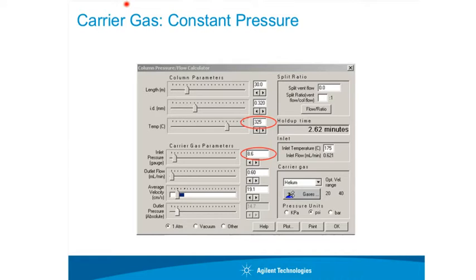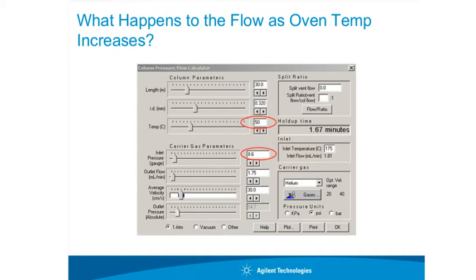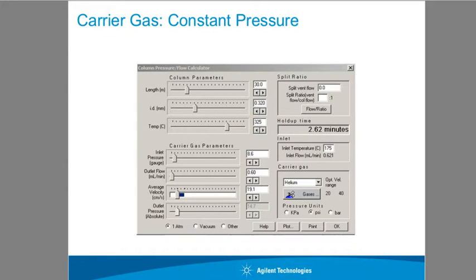So again, 30 centimeters per second, that's what I like to start with. Our volumetric flow rate is 1.75 mL a minute. As we go to 325 and maintain that same inlet pressure, so constant pressure, our flow rate has now gone from 1.75 down to 0.6 mL a minute. And our velocity drops from 30 centimeters per second down to 19.1.